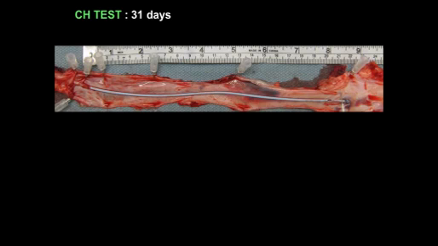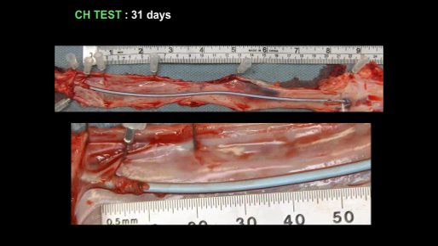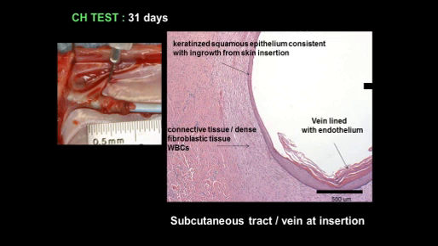Now let's look at the macroscopic and microscopic assessment. And here is the chlorhexidine test catheter at 31 days. Again, very similar to what we saw in the other studies, a very, very small fibrin sheath, about 1 centimeter in length. And at the insertion site, an interesting finding here was that in the subcutaneous section, we see the development of keratinized squamous epithelium, and this was consistent with ingrowth of the skin down into the subcutaneous tract.